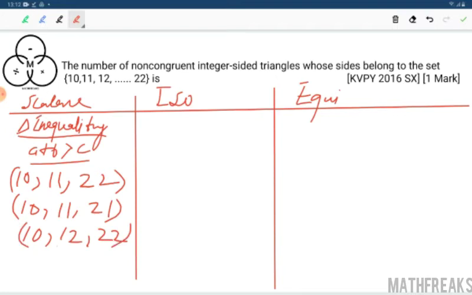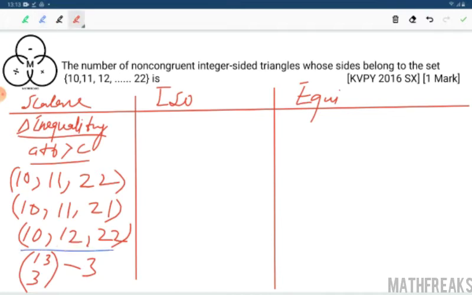Others will satisfy. So we just select three sides, 13 choose 3, and subtract the three cases which cannot happen. So this will give us the case for scalene triangle.